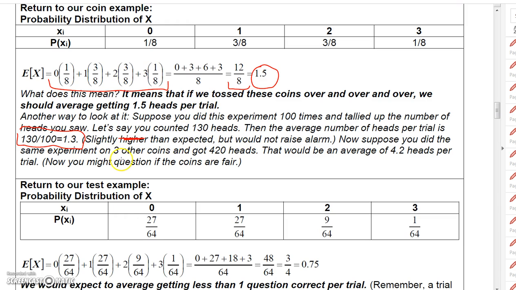Now if you did the same experiment on 3 other coins and got 420 heads, that would be an average of 4.2 heads per trial. Now you might question if the coins were actually fair coins. And we'll do some more examples of expected value on the next video.